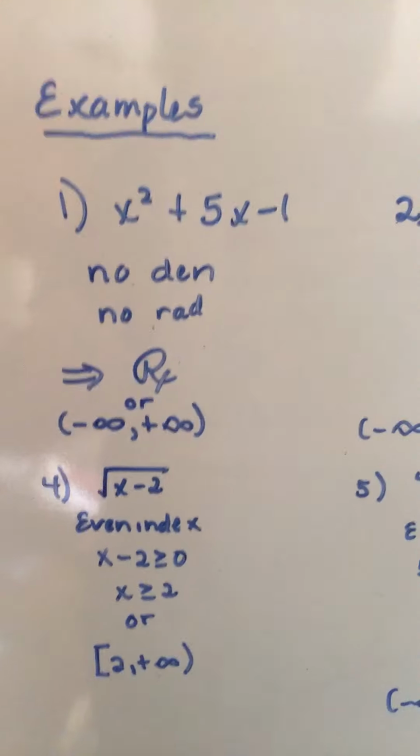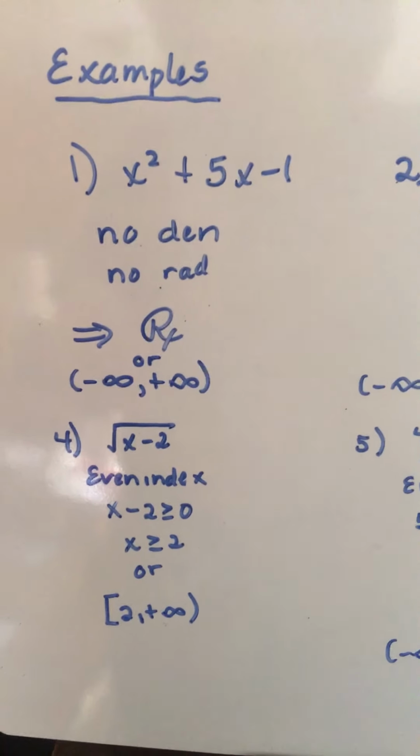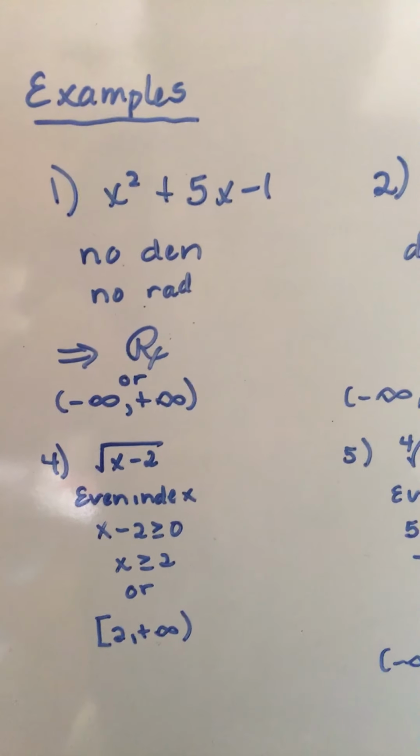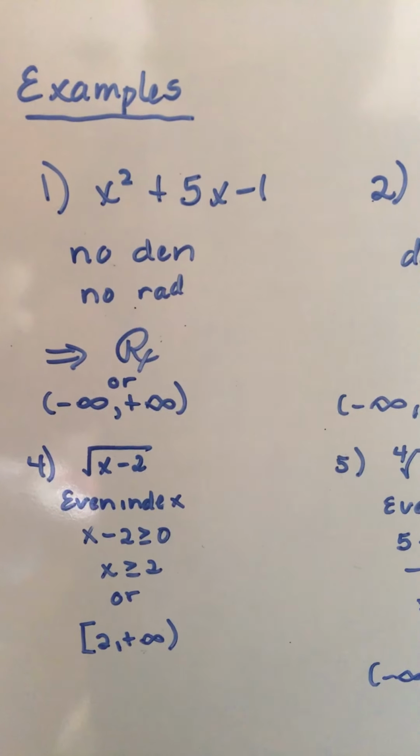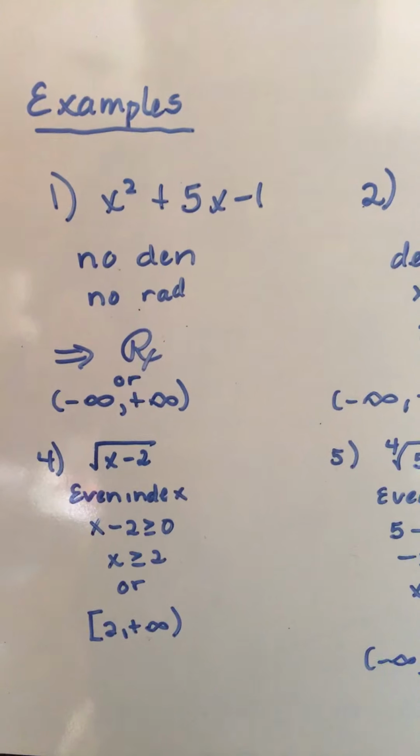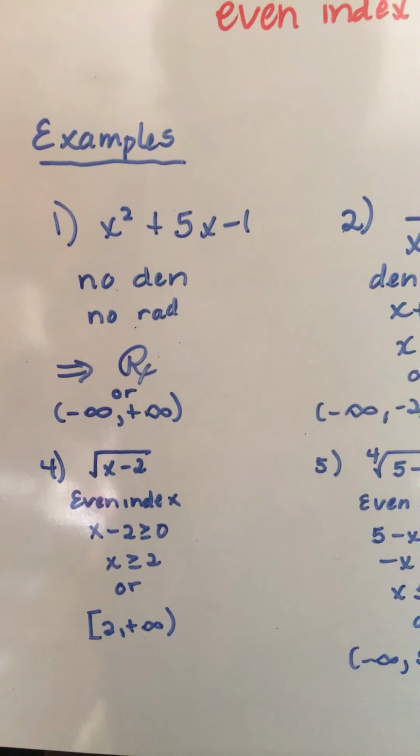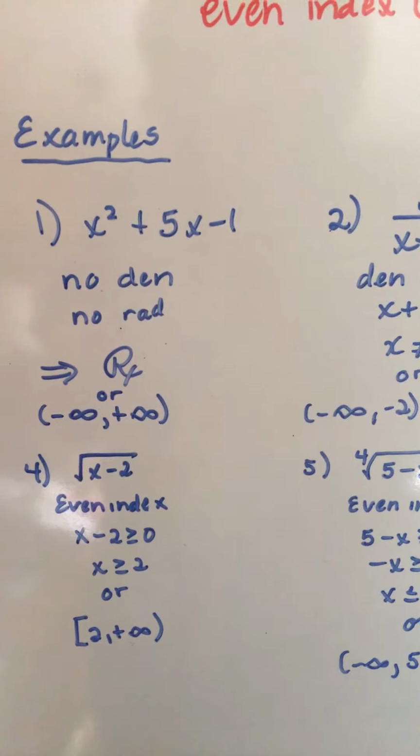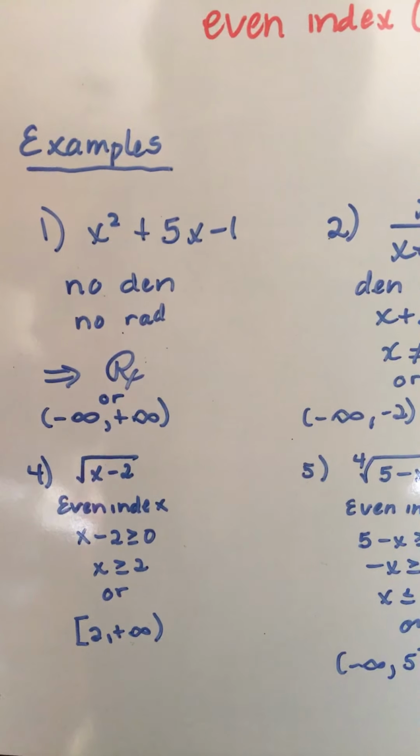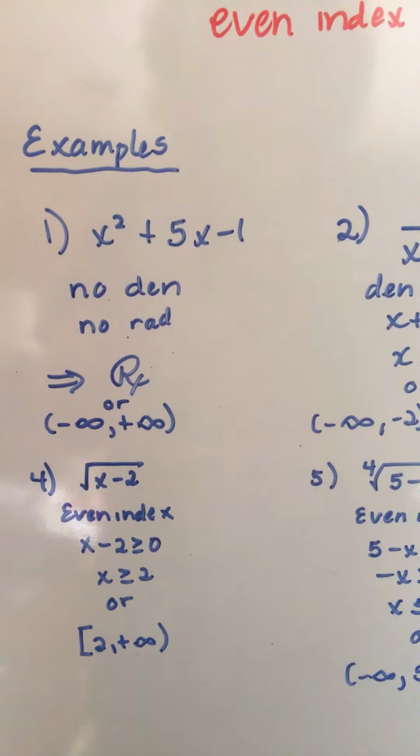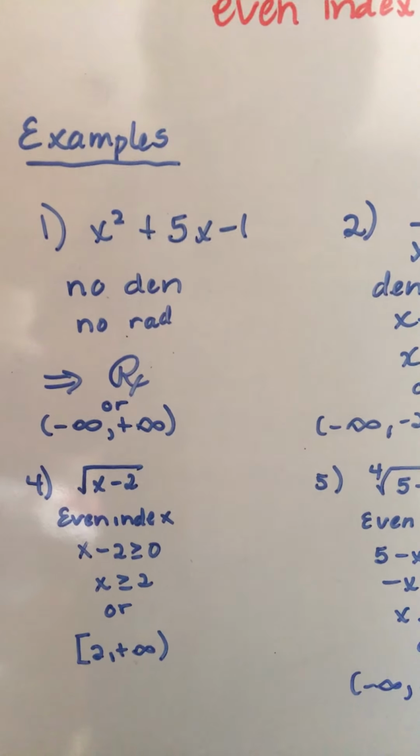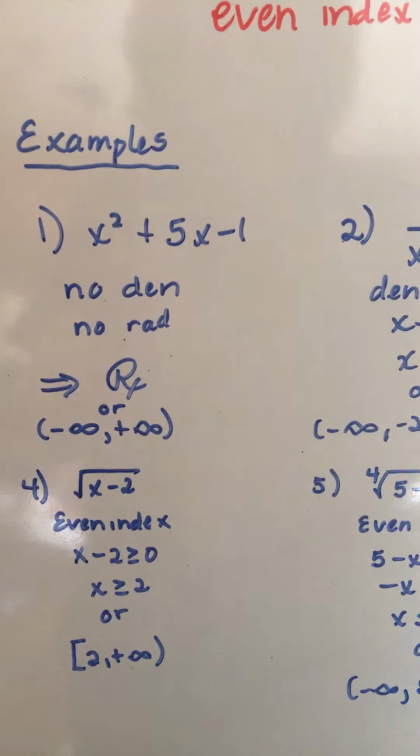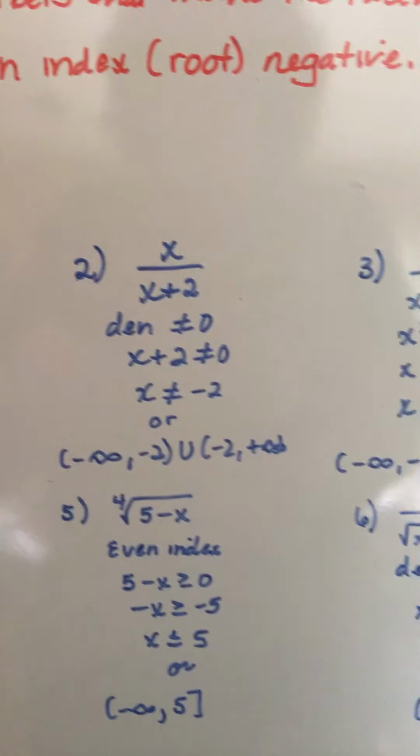Now I have a radical. What's the domain? Well, it's all real numbers, but I see it's an even index. It's a square root. So the domain is, I cannot be negative. How do I write not negative? Greater than or equal to 0. So I could say the domain is all real numbers greater than or equal to 2 in words, or I could write x is greater than or equal to 2, or I could use interval notation.